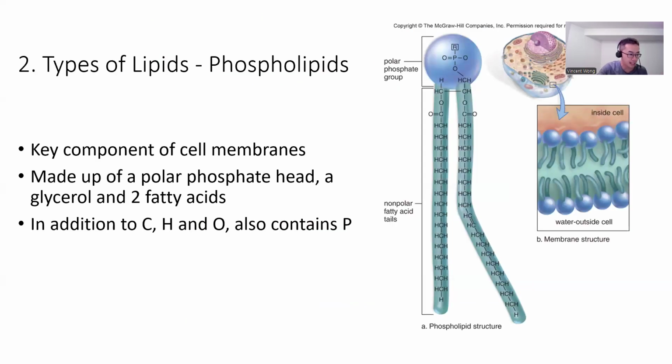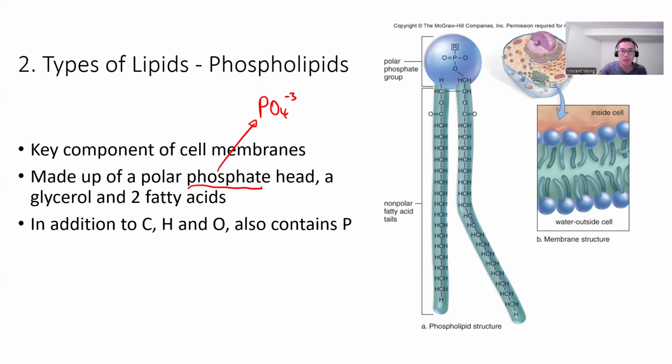Okay, that was fat, which is triglyceride. Now we're going to talk about phospholipids. Phospholipid, as I told you earlier, is a key component of cell membranes. All cell membranes have phospholipids in them. It's made up of a phosphate head, which is right here. Phosphate, if you don't already know this, is PO4 with a charge of -3. So the head is polar because of a charge, but the tails are going to be non-polar. That makes it a very special molecule because it has a polar portion and a non-polar portion.